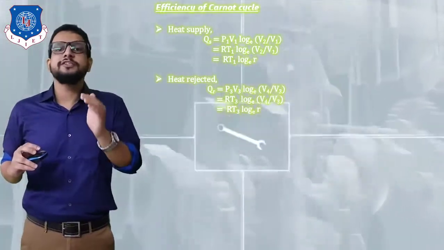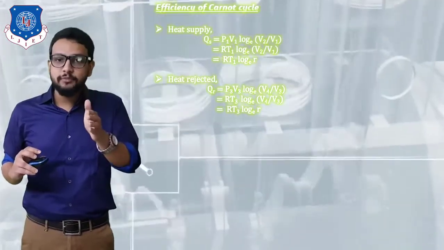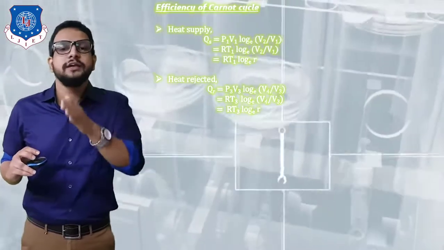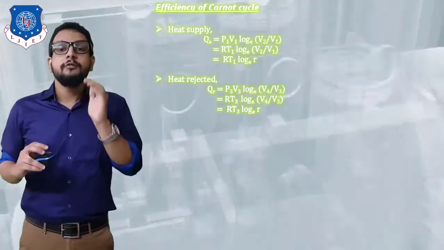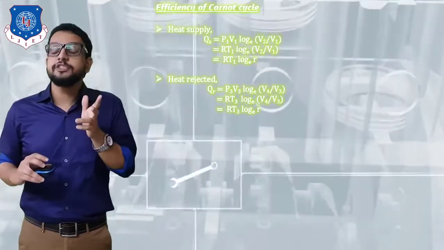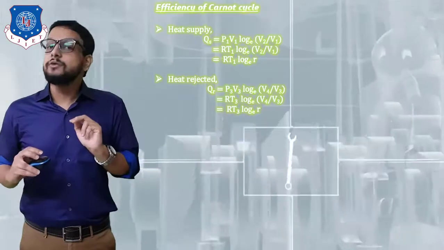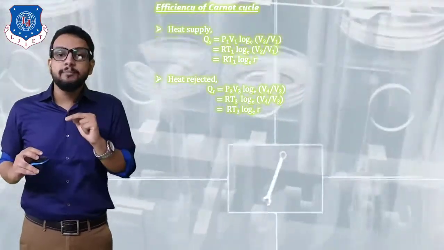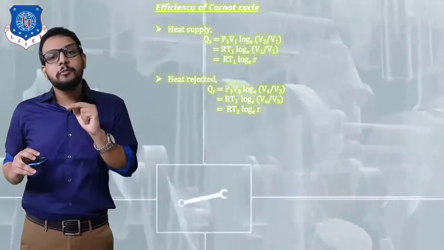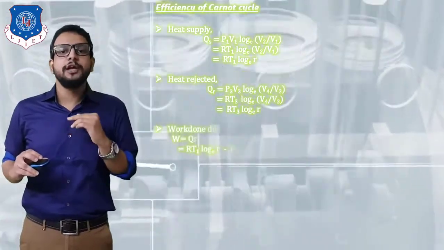Now we are going to use the result of our two processes, that is, the adiabatic expansion process from state 2 to state 3 and the adiabatic compression process from state 4 to state 1. By using the TV relation, temperature and volume relation, we got that V2 by V1 is equal to V4 by V3. So in the next step, I have directly placed small r, that is V4 by V3 is equal to small r. So this is our equation for heat rejected.